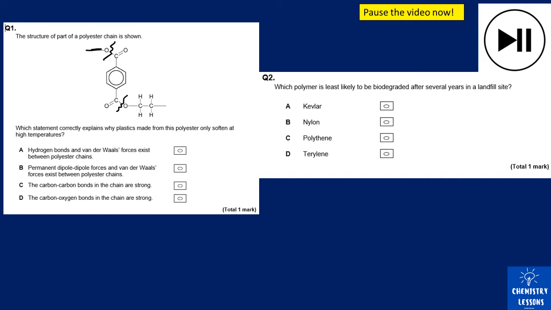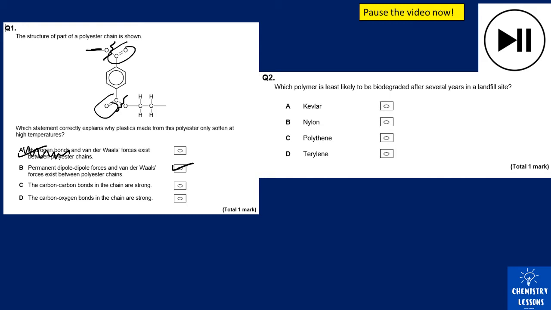Which statement correctly explains why plastics made from polyester are often softened at high temperatures? Okay, is it because of hydrogen bonds and van der Waals forces? Well, there won't be any hydrogen bonds between any of these, so it's not that one. I'm eliminating it. Permanent dipole and van der Waals. That sounds to me like the correct answer, but let's make sure that C and D are wrong, because we would have permanent dipoles from the carbonyl groups and would also have van der Waals because they exist between all molecules.